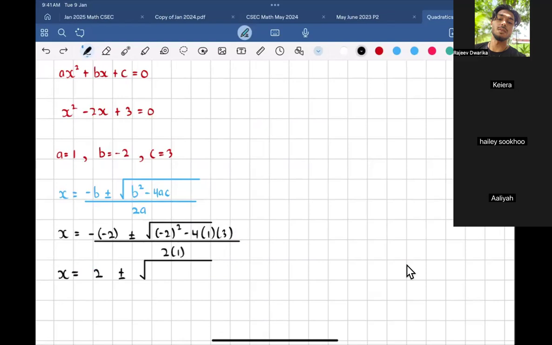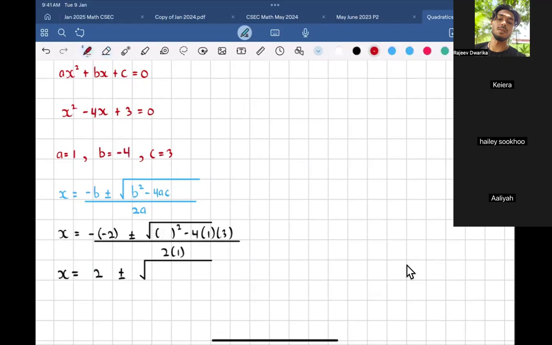I got minus 8. And can you find the square root of a negative number? No. You can't find the square root of a negative number. So this was a very bad example. Let me fix the example real quick. Yep, this will work. So I'm gonna change b to minus 4.